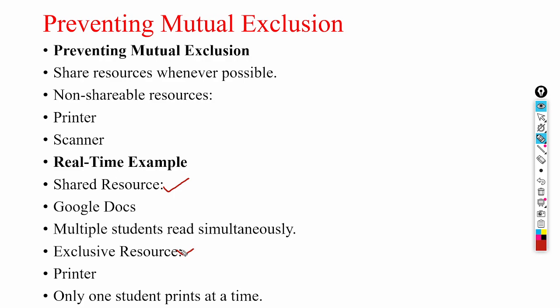Examples of non-shareable resources include printers and scanners. These resources we cannot share. Therefore, mutual exclusion can be reduced only for the shareable resources.